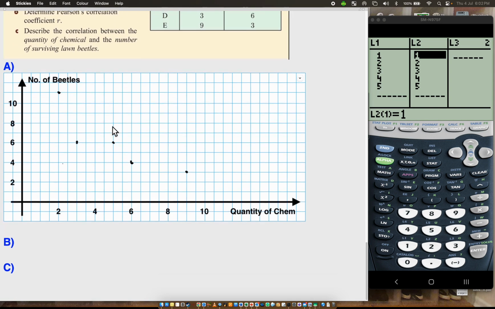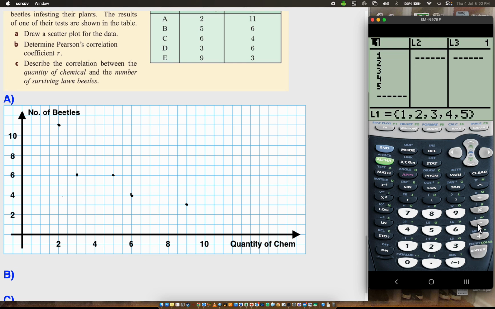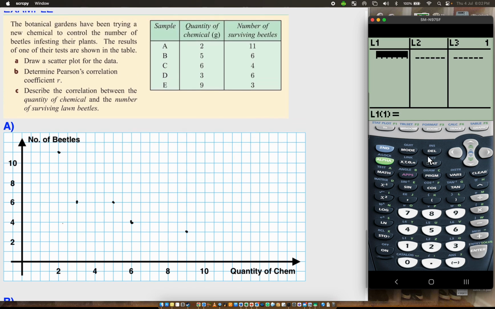Determine Pearson's correlation coefficient. So we need to enter the data. So how do I clear? Because I've got data existing. Clear, enter. So our X data in list 1, 2, 5, 6, 3, 9, 11, 6, 4, 6, 3.